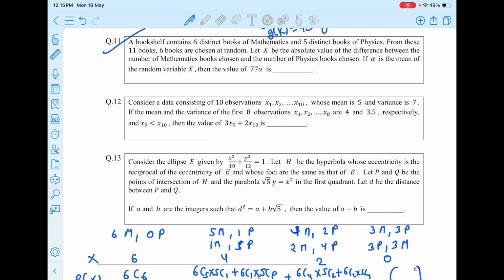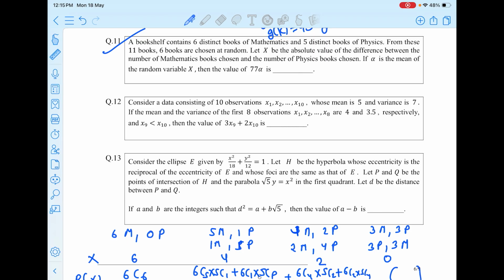Now consider the data set of 10 observations. Mean is 5, variance is 7. If the mean and the variance of 8 observations is 4 and 3.5. Now this question, if you remember in 11th class NCERT in a miscellaneous example, there is one example where the same question is given but with 5 observations only. Out of that 3 observations are known, 2 are not known. So what they did, they just made this question a little bit lengthy by giving 10 observations.